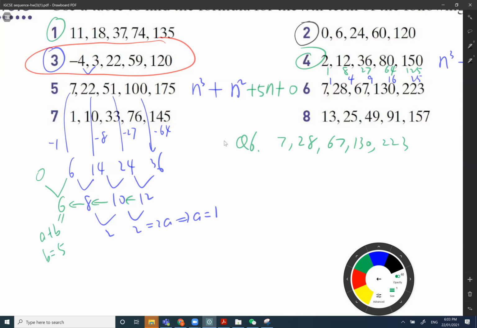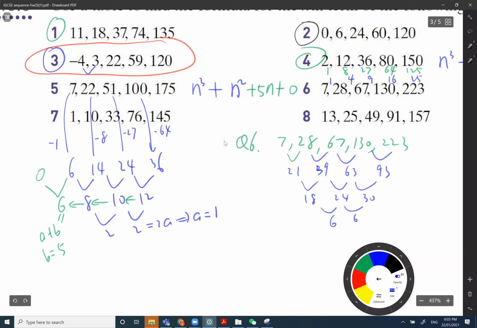Nice. Okay, this is very hard. You can do it easily, cool, quickly calculate the difference. 21. 39. 63. 93. 18. 24. Again 6a. So just n cubed in the formula.